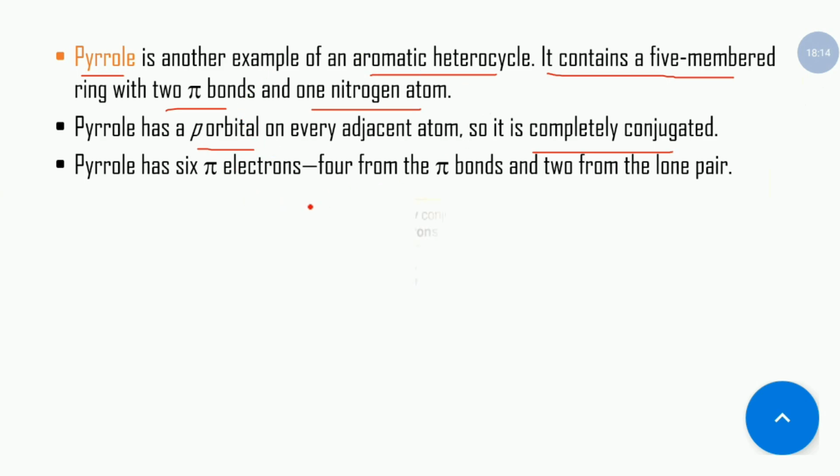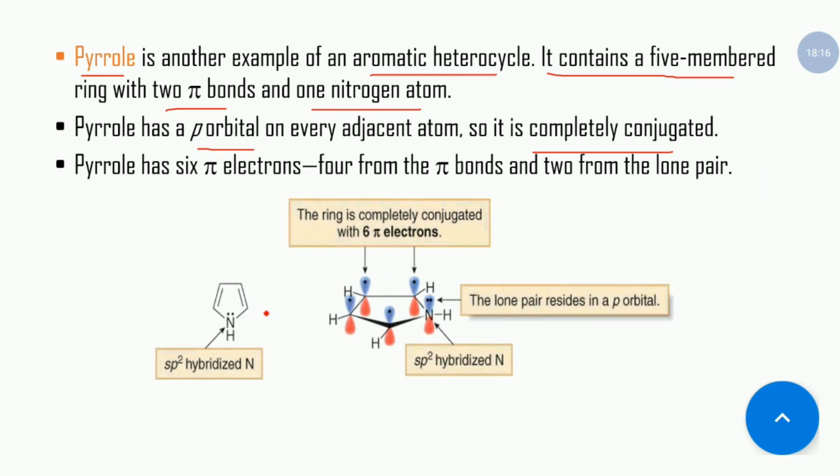So you can see the structure of pyrrole. So here is the structure. You can see here only 2 pi bonds are there, but here a heteroatom is present. This heteroatom also has a lone pair with it.